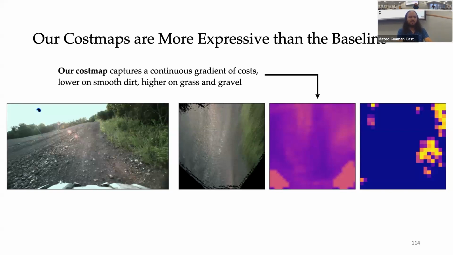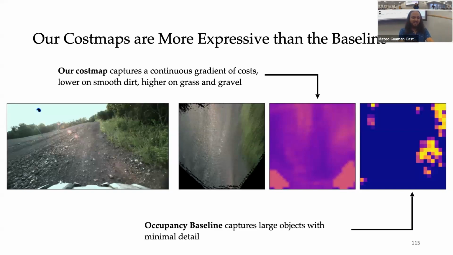As you can see here, our cost maps capture a continuous gradient of costs, which is lower on the smooth dirt but higher on grass and gravel, versus this other baseline, which has minimal detail and only really captures large objects.